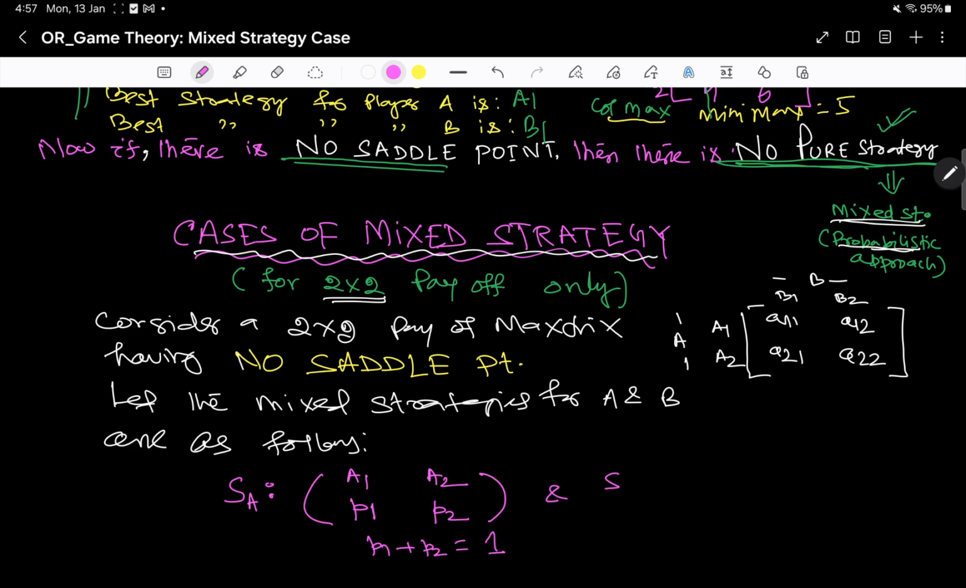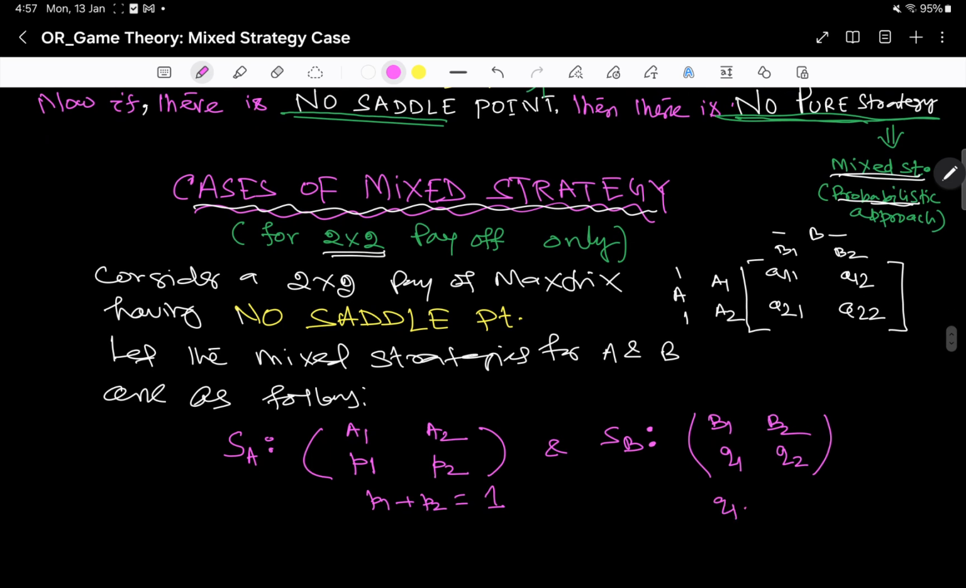Similarly, here is SB, the mixed strategy for B. B has two strategies, B1 and B2. In the probabilistic approach, suppose the chance of B1 is Q1 and the chance of B2 is Q2. Then Q1 plus Q2 needs to be 1 because it is a probabilistic approach. Exactly, we cannot take part of A1 and part of A2. Similarly, I will discuss again the cases of a larger matrix, which will again reduce to a 2x2 matrix.